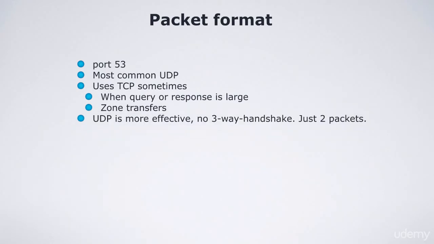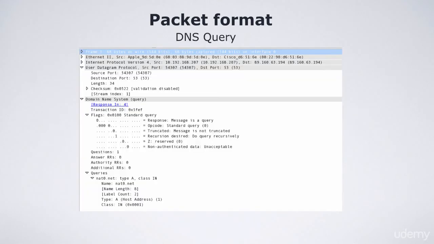But UDP is good enough for most purposes, and since there is no overhead in setting up and tearing down sessions, UDP is faster. A normal DNS session is just two packets, a query sent from the client to the server, followed by a response from the server back to the client. We will take a look at a DNS session just to get a feeling of the simplicity of the protocol.